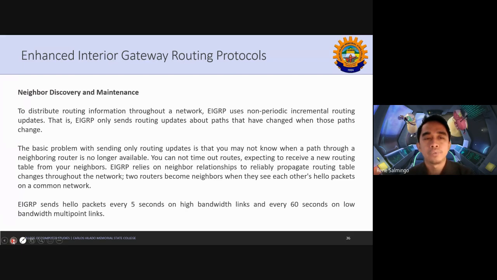Now, if you find it difficult to communicate with other computers, you transfer your cable to another port and make sure that this is going to be the easiest path that you could take.